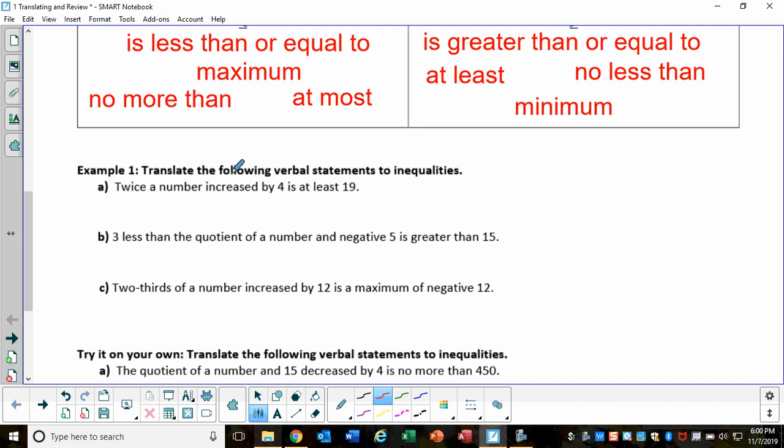So twice a number increased by 4 is at least 19. Alright, so now I'm going to go and underline twice. We used, and that means to multiply by 2. I'm doing this without a mouse, so bear with me.